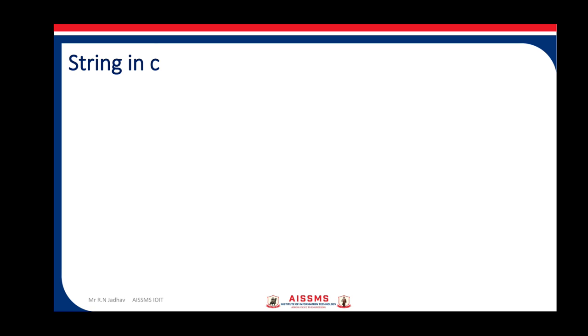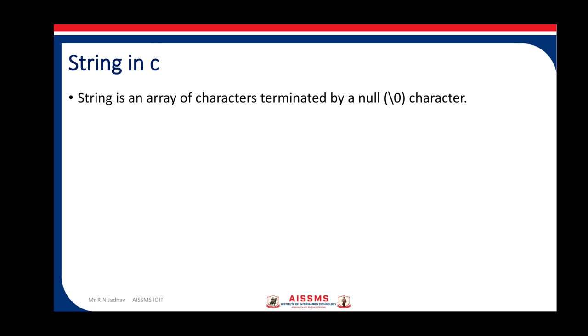Now, strings in C. These strings are very much similar to a character array, but it is terminated by the null character, which is indicated by \0. That means we can declare it in the same way as we have declared a character array. The only difference is the last character will be a null character, which you need to specify. If you terminate a character array with a null character, it becomes a string.